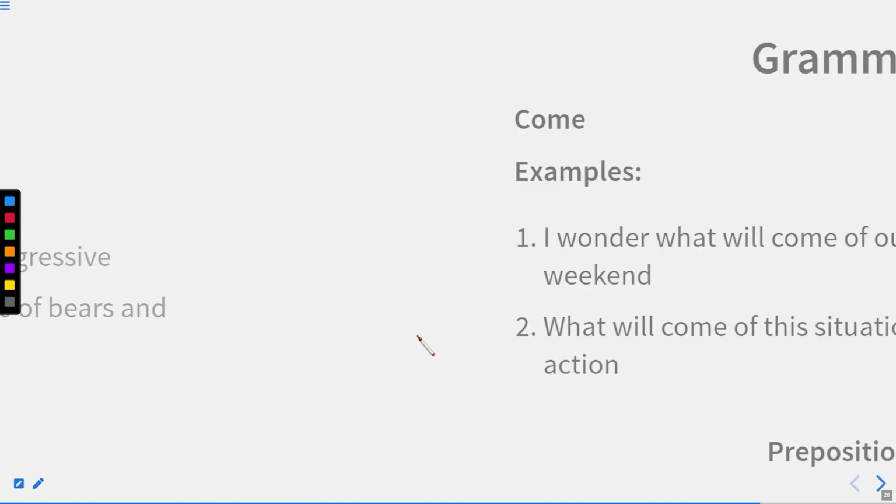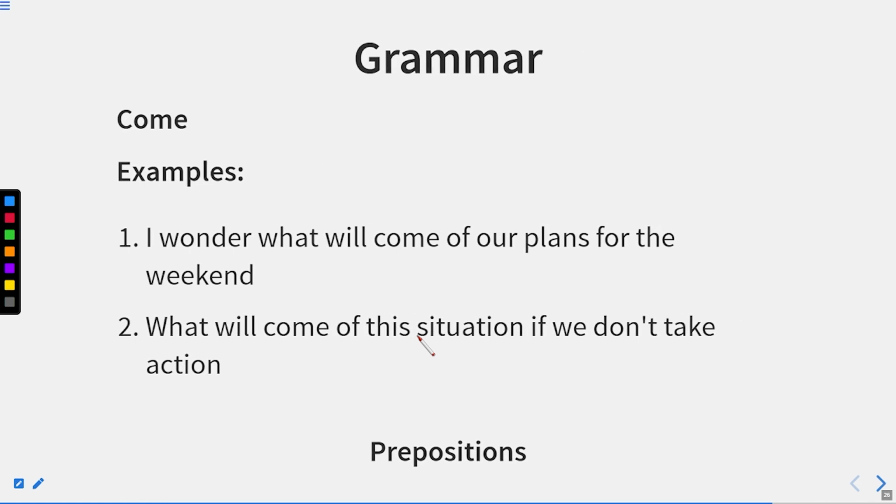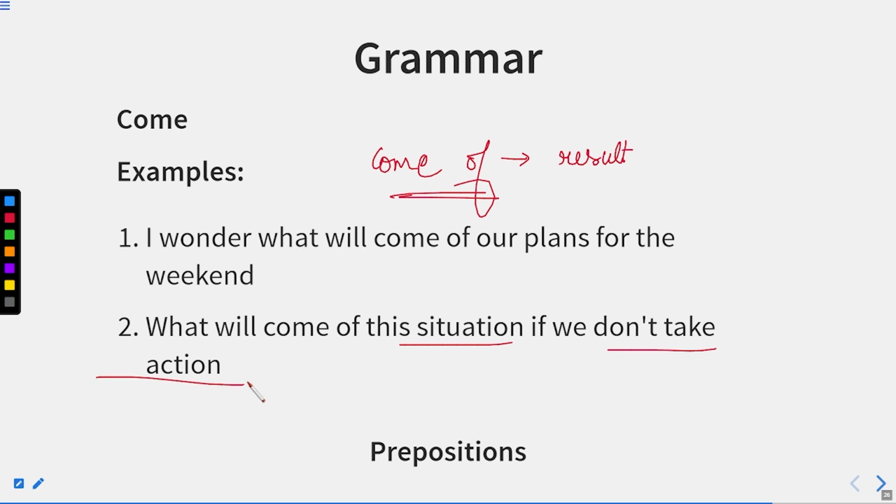Now let us move to the next one. Come. Now, as I told you earlier as well, come of is a prepositional phrase as well. And where is it used? We use it to show a result. Come of means result. What result comes out of something? We use the come of prepositional phrase just to show that this result has been derived from this. I wonder what will come of our plans for the weekend. What will come of this situation if we don't take action? So this is how we can use preposition of with the verb come.